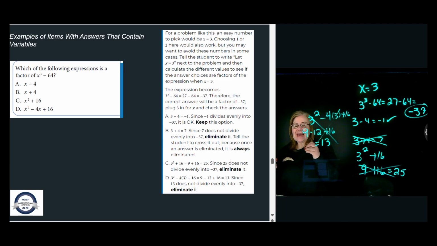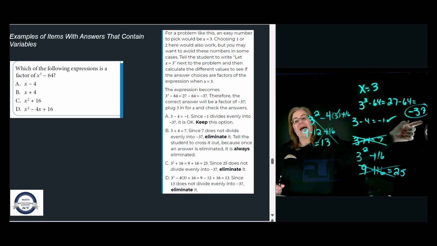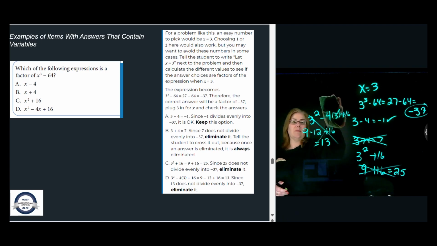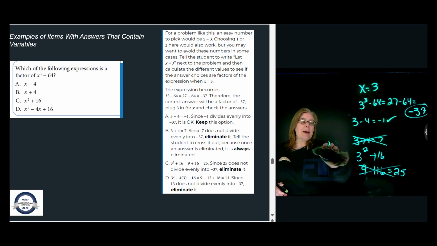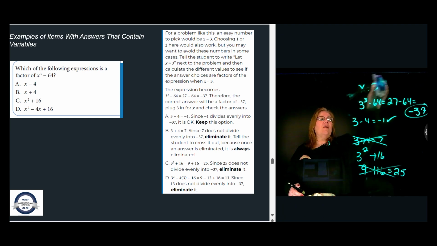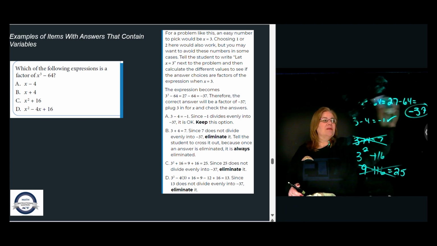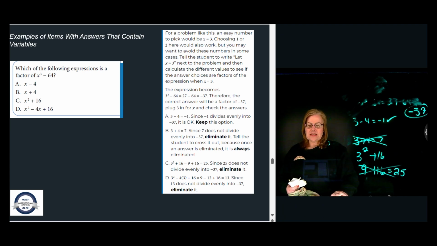So I have picked a number, put it into all of my answer choices to see if it was a factor of what I got from the original problem. So this is one way that we are using those picking numbers. I want us to make sure that we are using all possibles that we can. So let's go to our next one.